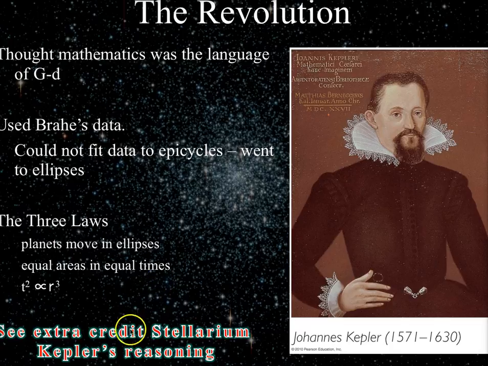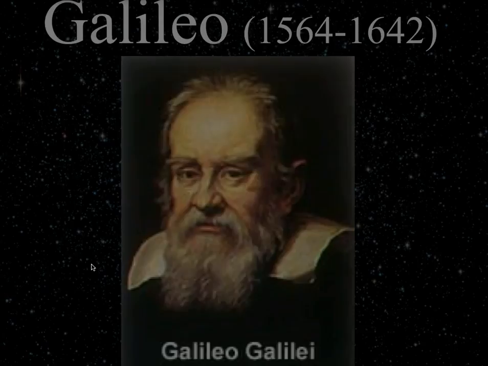Okay, and his final law was that the periods of the planets going around the sun would be dependent upon their distance away from the sun. So if you take a look here, we're talking about the period squared being proportional to the distance the planet is from the sun to the cube power. And basically that means as you get further away from the sun, you slow down.